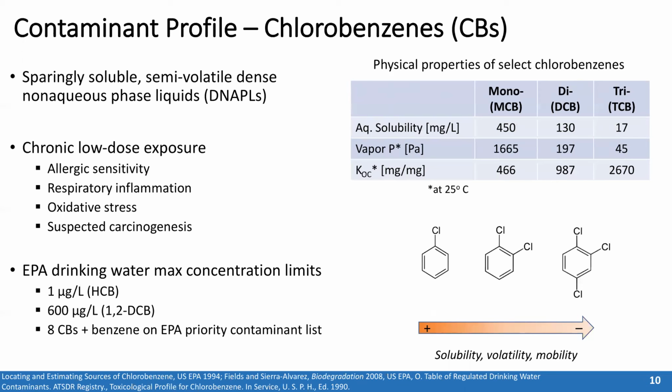And then on the right-hand side of this slide, I show some of the thermodynamic properties of these compounds in terms of aqueous solubility, vapor pressure, and octanol-water partition coefficient. As you increase the number of chlorines, in our case we're looking at mono, di, and trichlorobenzenes as the predominant ones that have been released to the environment, what you find is that the aqueous solubility goes down, the vapor pressure goes down, but the hydrophobicity or the octanol-water partition coefficient goes up. And so this will cause partitioning and sequestration in the subsurface.